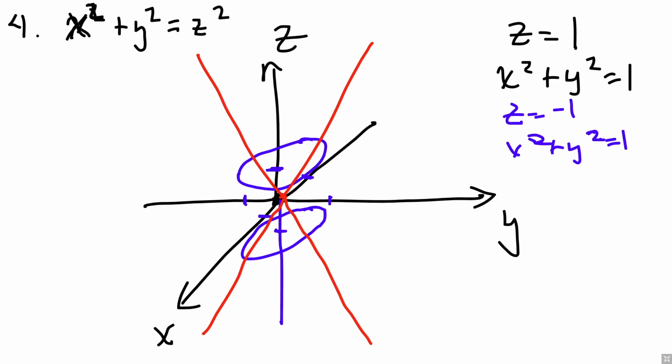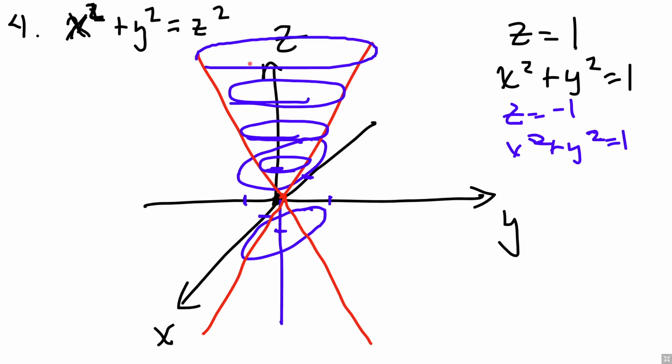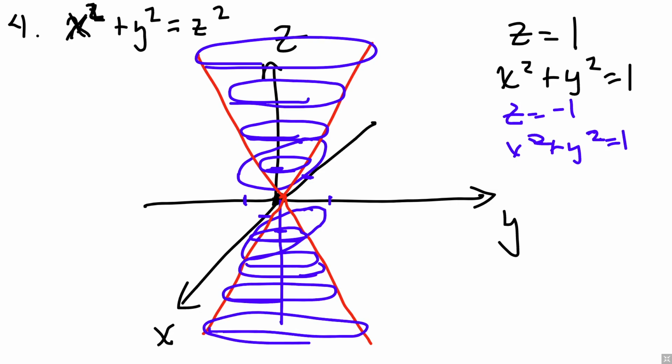So essentially what's going to happen is that as we go up, I'm going to have circles that are going to occur here. And in the same situation as I go down, I'm going to have circles going along here. Okay. Any questions?